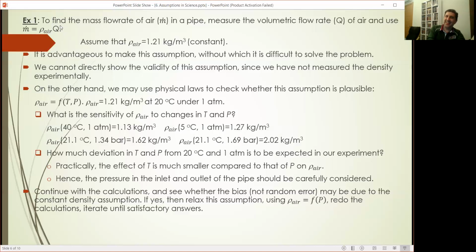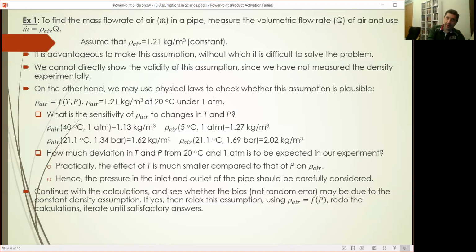If you just take it at the beginning of the pipe, then you can find a mass flow rate, and this mass flow rate will be constant through the pipe. So you only need the density of air at the very beginning, at the entrance of the pipe. But these are just details. I think you get the idea.